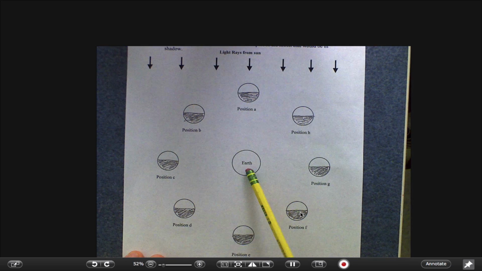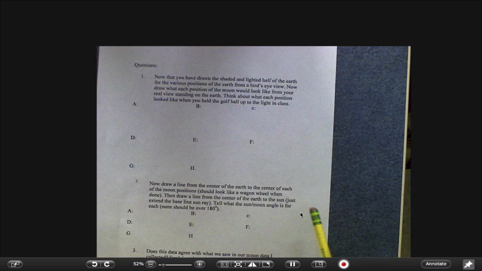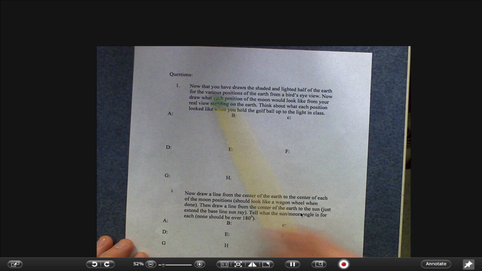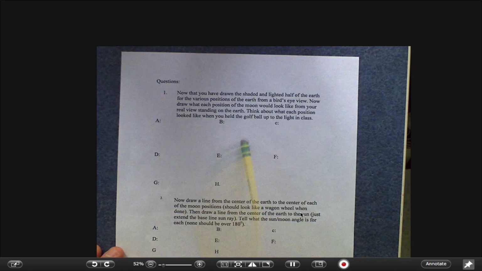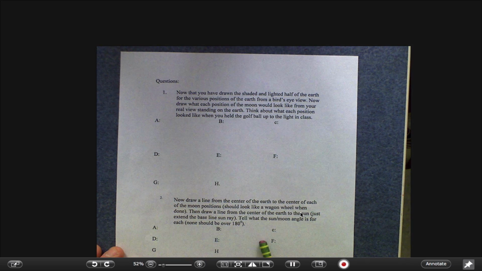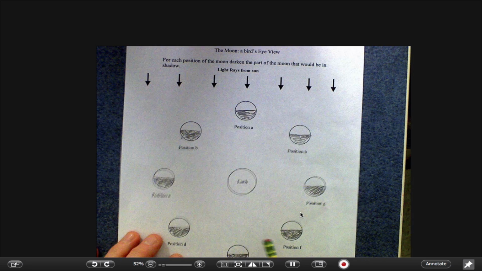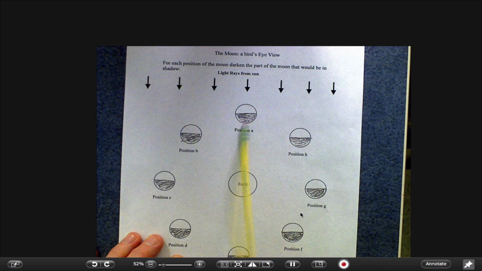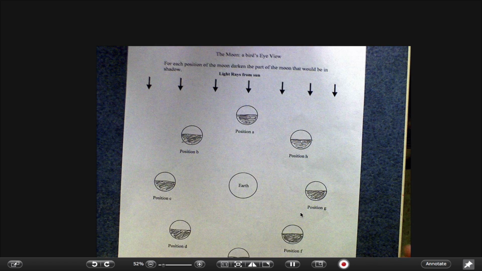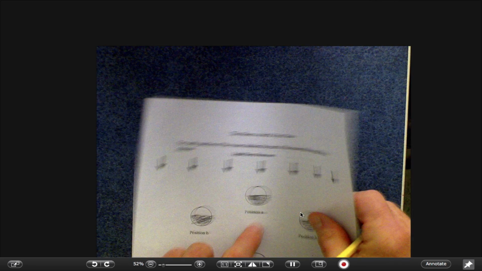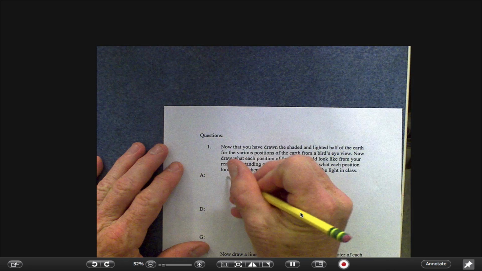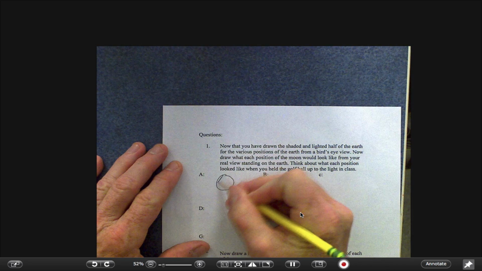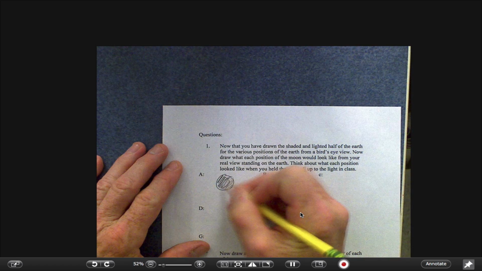Now, the issue is we see it from here. So on number one here, it says that you have drawn the shaded half, which we just showed you. Show what it would look like from our position on Earth. Well, in this position right here, we would be looking directly at the totally darkened side of the moon, so we really wouldn't see the moon at all. That would be new moon. So position A, you're just going to put in, and you're going to cover the whole thing up.